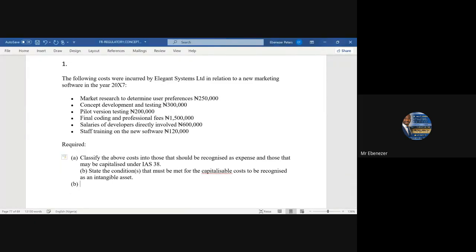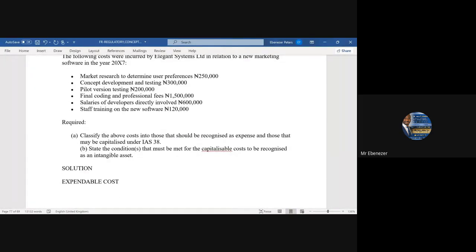Solution. He said we should do what now? Classify. So let's do the expense. Expendable cost. Now, looking at this question, the market research to determine the user preference, is it a cost to be capitalized or expensed? Expense. When you are telling me, you raise your hand, or when you are talking, give me a reason. Why should it be expensed? Because it is at the research stage. Thank you so much. That's the research stage.